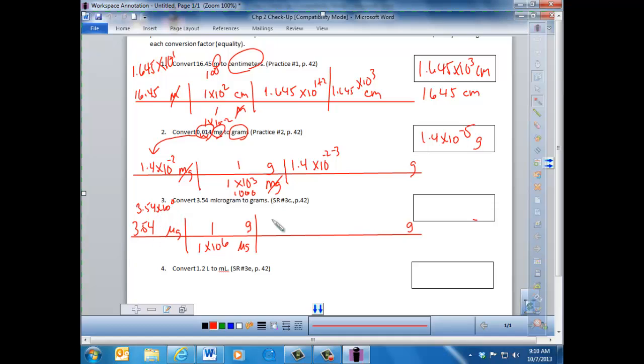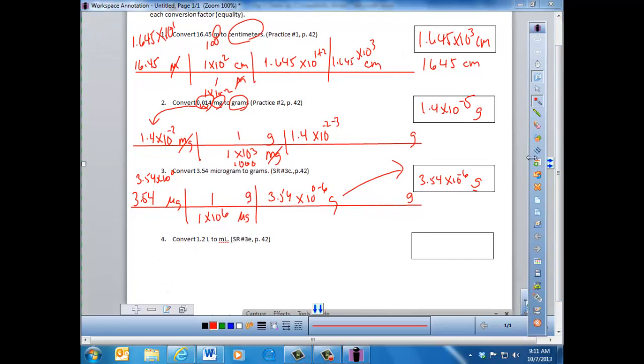All right? So we're going to end up with 3.54 times 10 to the 0 minus 6. When you divide by that number raised to a power, you subtract the exponent. And so that comes out to 3.54 times 10 to the negative 6, and the unit here is grams. Okay? Now here we're going from a larger unit to a smaller unit. Okay? Again, so this one we're talking about liters to milliliters.